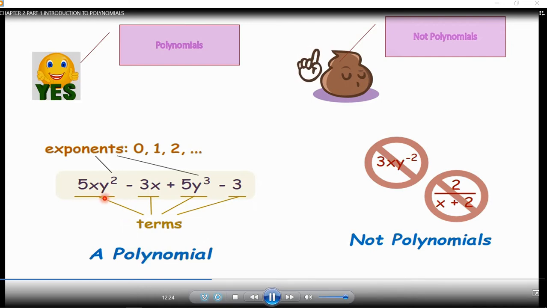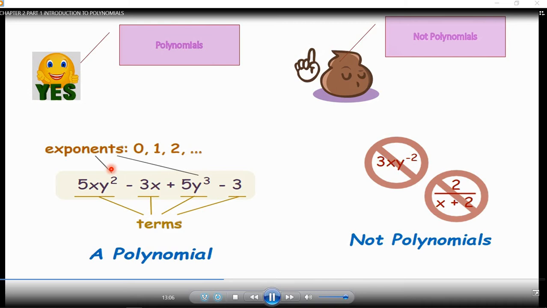So, again, a polynomial is made up of variables. Which are the variables over here? X and y. Coefficient. Can you recognize the coefficient in the first term? Yes, it is 5. What is the coefficient of the second term? It is minus 3. And what is the coefficient of the third term? 5. And the coefficient of the fourth term is minus 3. So again it is made up of variables, coefficients, terms, exponents.